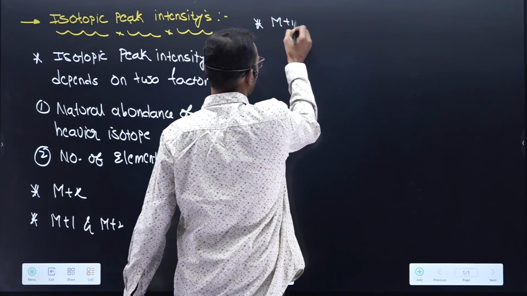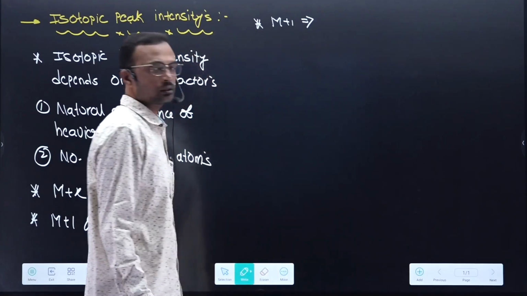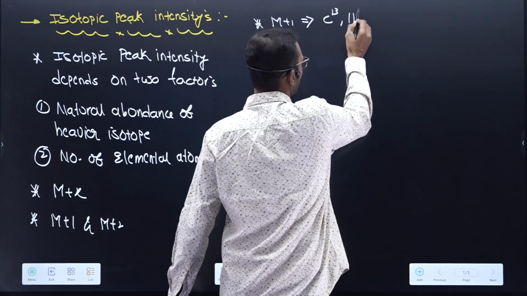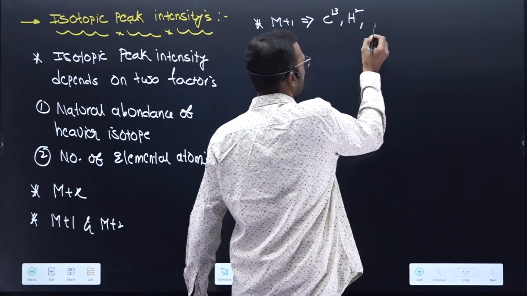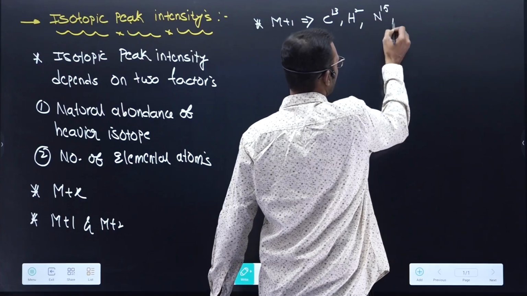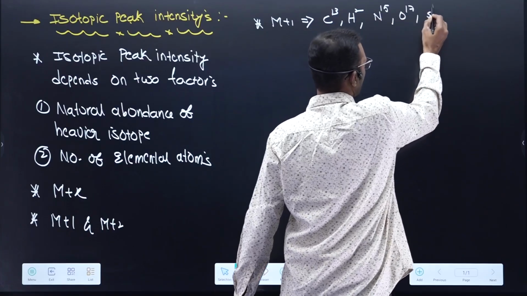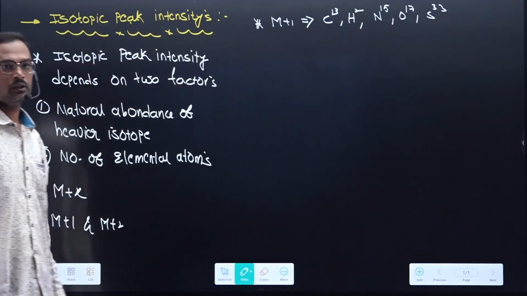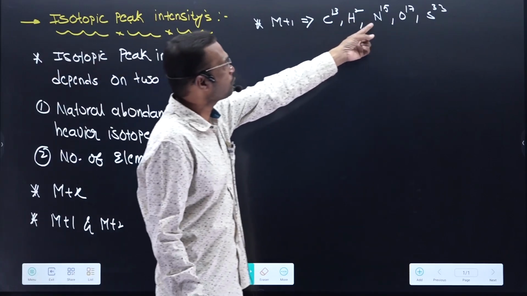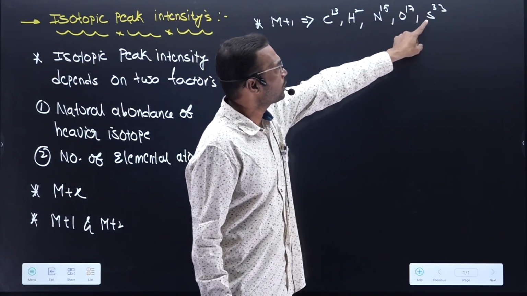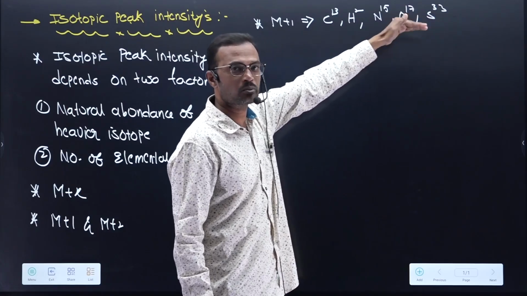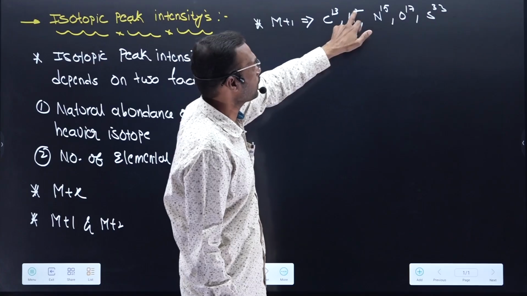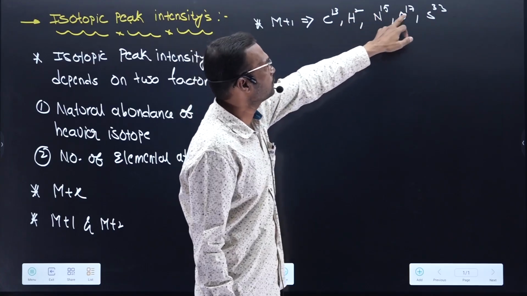Especially for the M+1 peak, the contributing elements are carbon, hydrogen, then nitrogen 15, oxygen 17, sulfur 33. These are the elements which contribute to M+1 peak intensity, because C12, H1, N14, O16, S32 are there, and that abundance I am assuming as 100%. Difference between 12 and 13 is 1, 1 and 2 is 1, 15 and 14 is 1, 16 and 17 is 1.